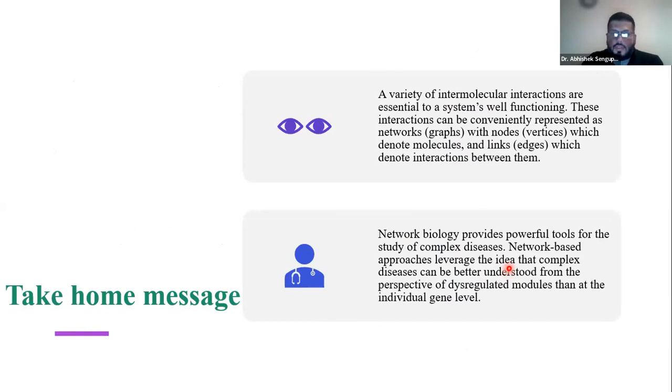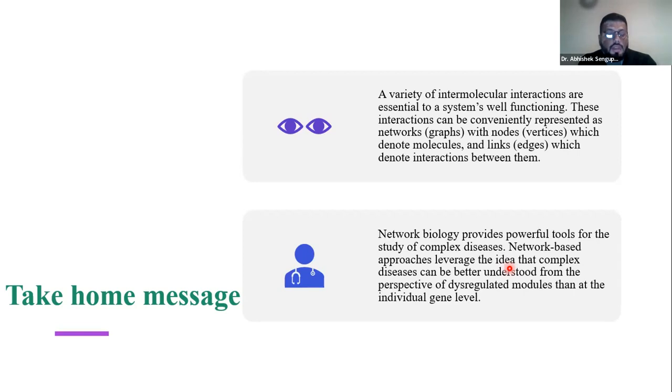Now we have come almost to the end of this talk. What is the take-home message that we can draw from here? That in recent years, systems biology approaches and more specifically network-based approaches have emerged as powerful tools for studying complex diseases. These approaches are often built on the knowledge of physical or functional interactions between molecules, which are usually represented as an interaction network. A variety of intermolecular interactions, including protein-protein interactions, protein-DNA interactions, and RNA interactions, are essential to these cooperative activities.